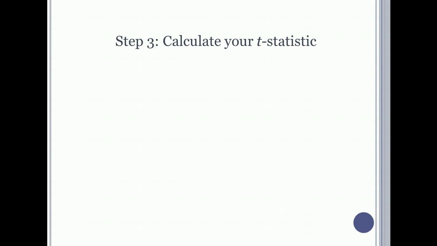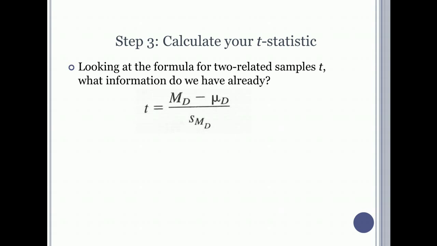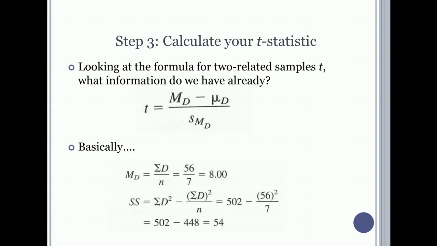So next we're going to calculate our t statistic. Looking at the formula, we have some information already. Basically, for the mean sub D, you take the summation of D, which we have from the table provided a couple slides ago. 56 divided by 7, which is the n, equals 8. So we have the mean sub D value of 8. Then we have the mu sub D value from our hypotheses, which would be 0. So 8 minus 0 is 8. So we have our numerator.